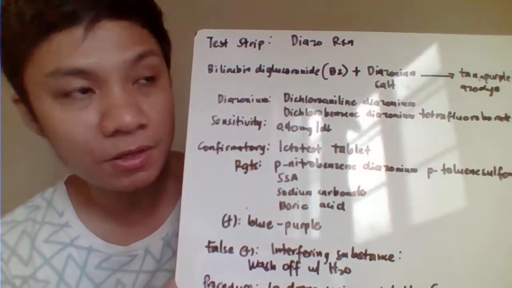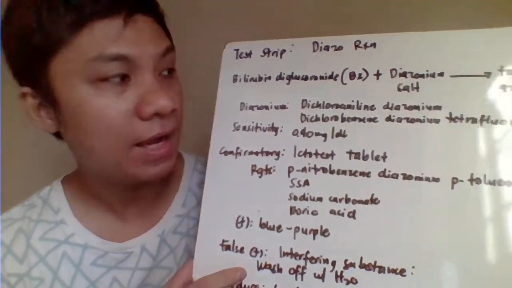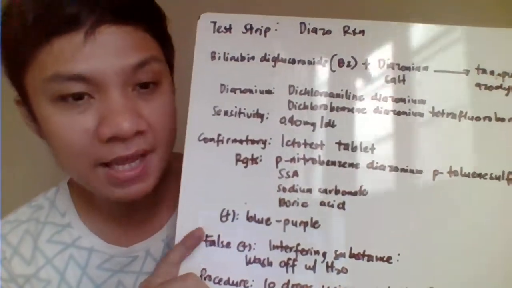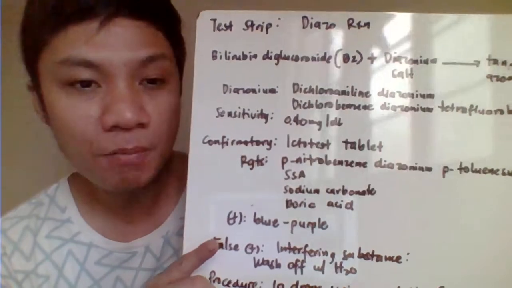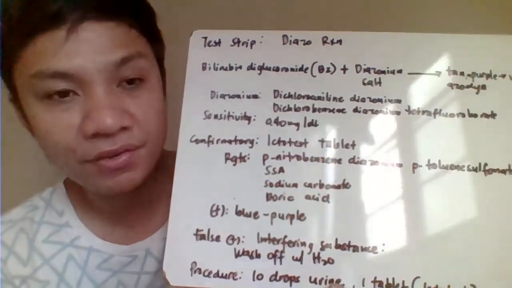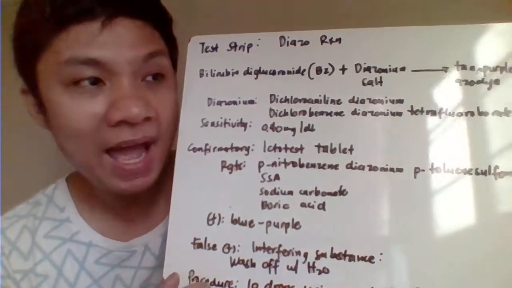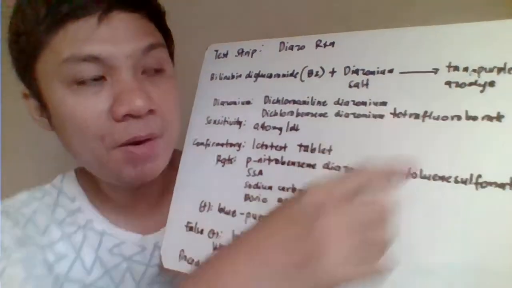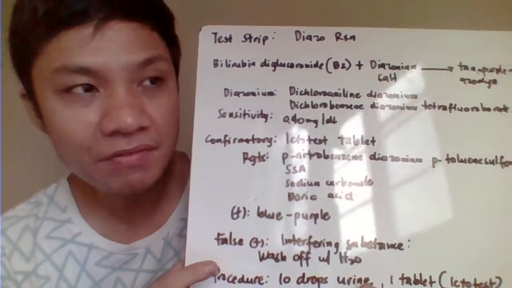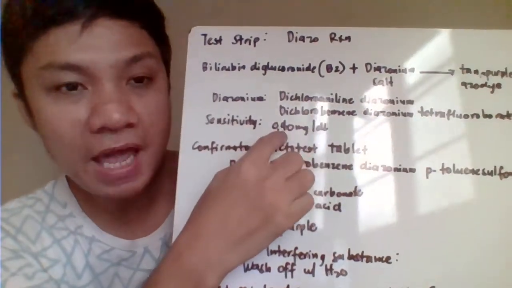You could have your dichloroaniline diazonium. We have also dichlorobenzene diazonium tetrafluoroborate. And it will give here a different shade of your acidic ranging from tan to purple to your violet in color. Okay, the sensitivity of this one is only 0.40 mg per dl.